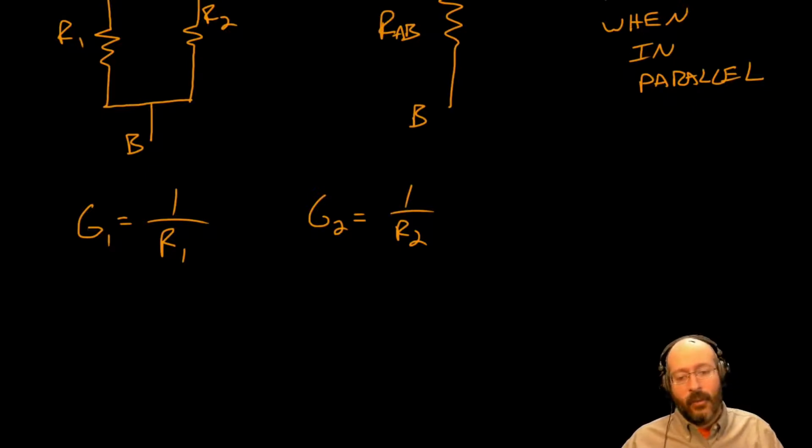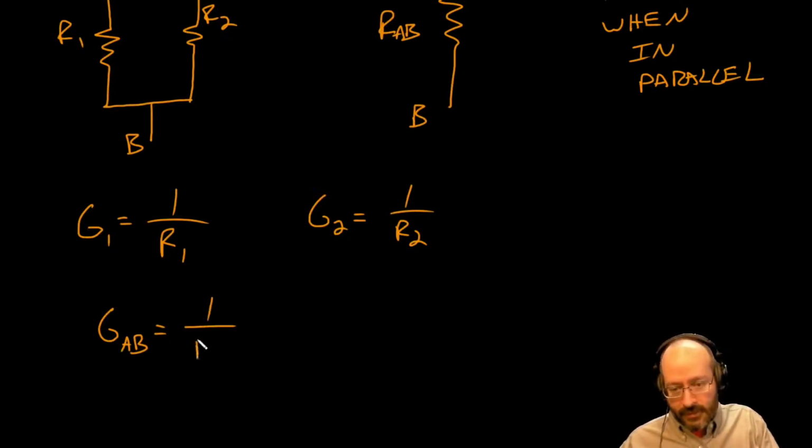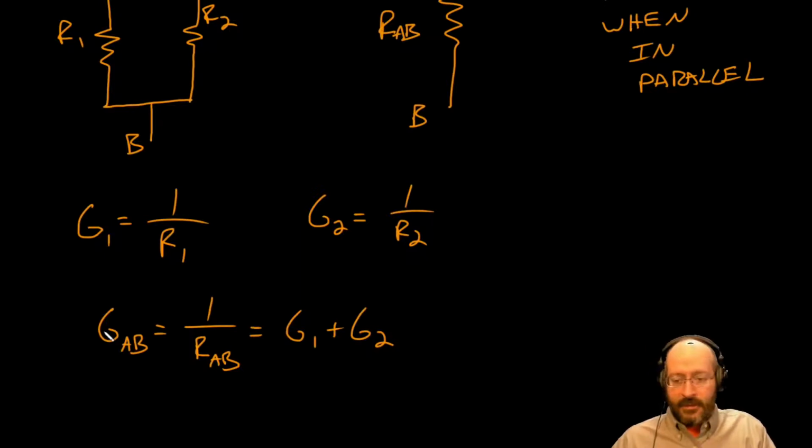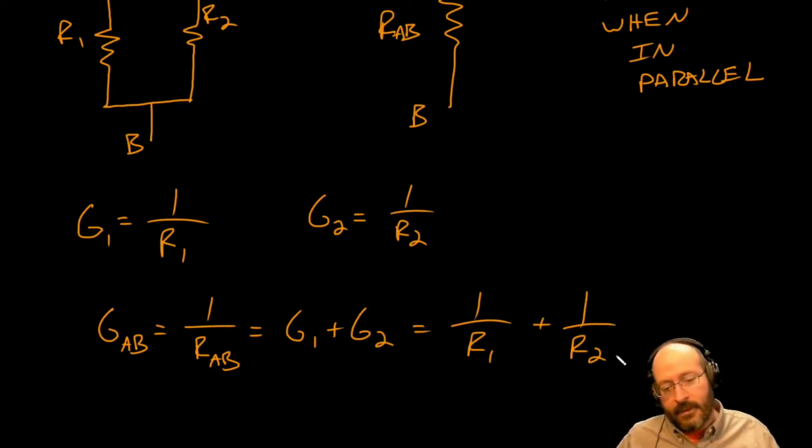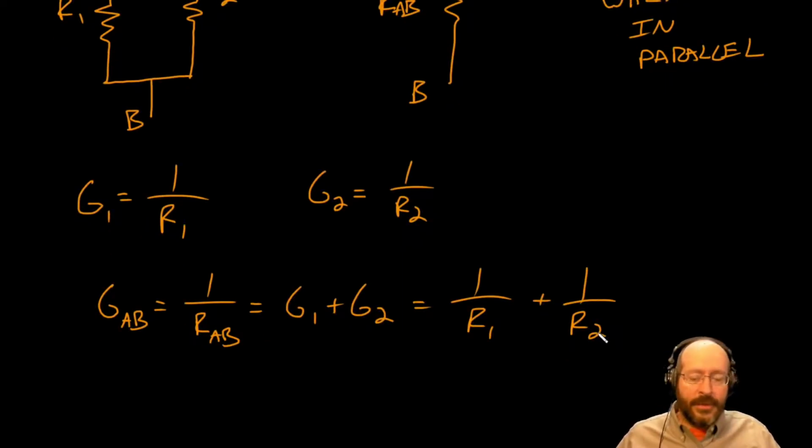All right, when they add, ready? GAB, so the conductance of our equivalent one up here is going to be 1 over RAB, and it's simply going to be G1 plus G2. Okay, so the conductance of the combination is equal to the individual conductances added together. So in order to do that, we're going to just substitute these down here and say 1 over R1 plus 1 over R2.